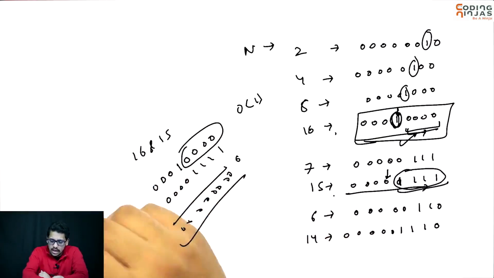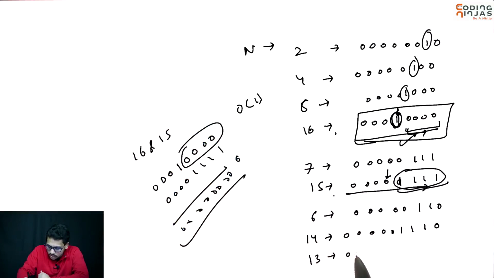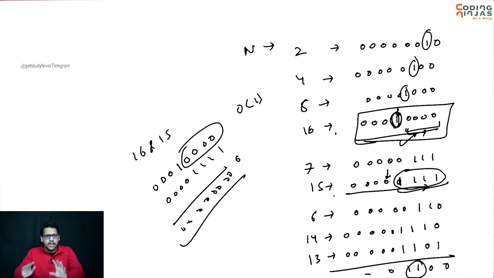Let's see 14 and 13. So 13 is what? 0, 0, 0, 0, 0, 0, 1, 1, 0, 1. Something like this. So if you take AND of this, it will be 1, 1, 0, 0, 0, all of these. This will be 0, this will be 0. So you will get a different result.